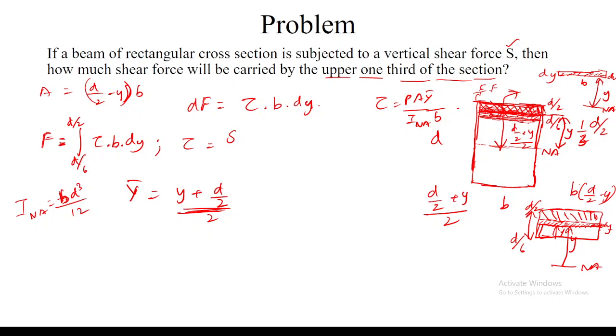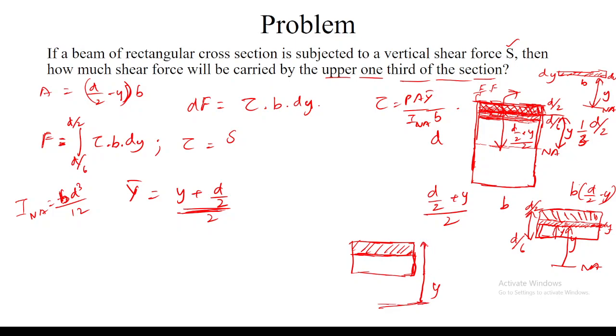Here this is D by 6, which is the lower end of the total region. D by 2 is the upper end of the higher region. So in between D by 6 and D by 2, I have taken a small strip of length B, width B, and thickness dy. We can say dy is approximately equal to 0. This is the hatched region, and from the neutral axis its length is nothing but Y.